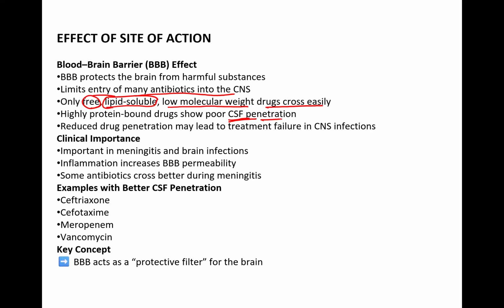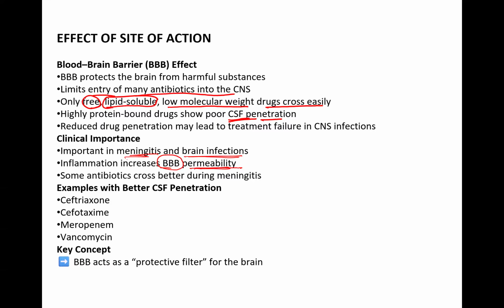So what will happen if the drug does not have appropriate penetration? It may lead to treatment failure, especially in infections occurring in our brain or central nervous system. So why is the blood-brain barrier effect important? It is important in meningitis and other brain infections. Meningitis is the inflammation of the meninges, right? When there is inflammation, it can increase the blood-brain barrier permeability. So the antibiotics will cross better during meningitis.